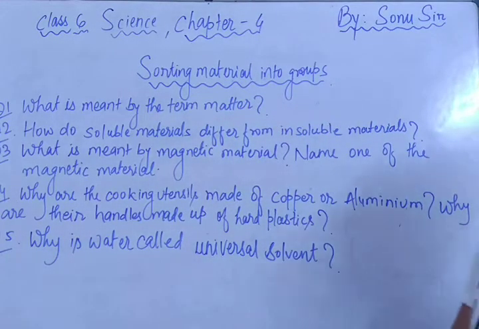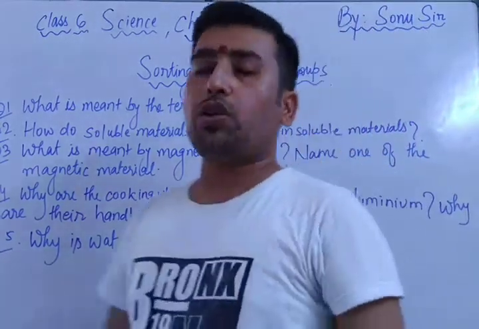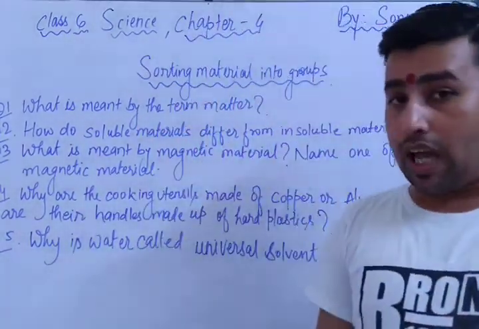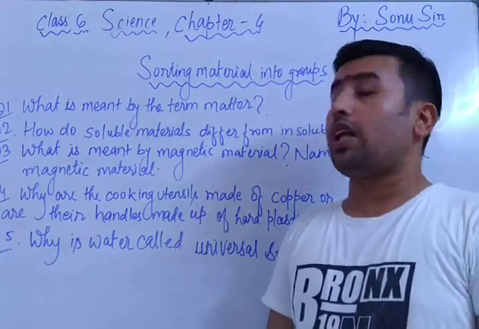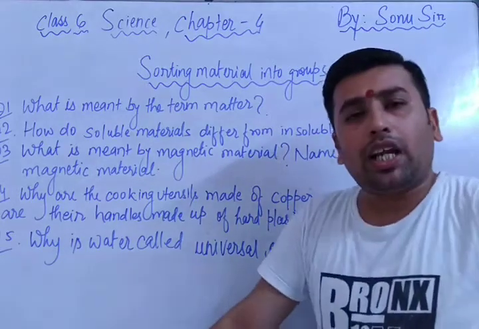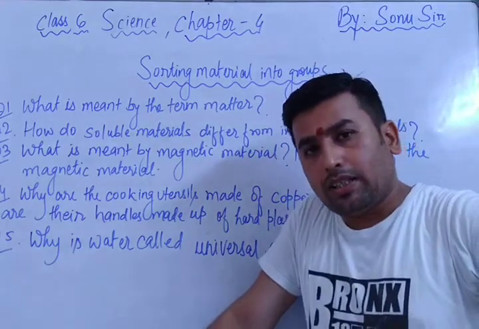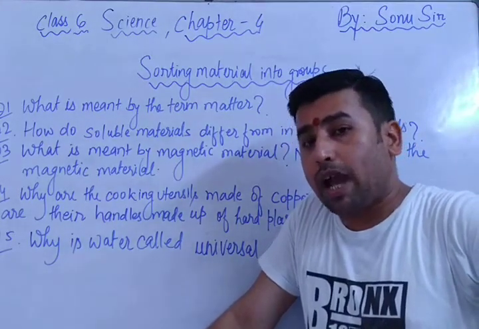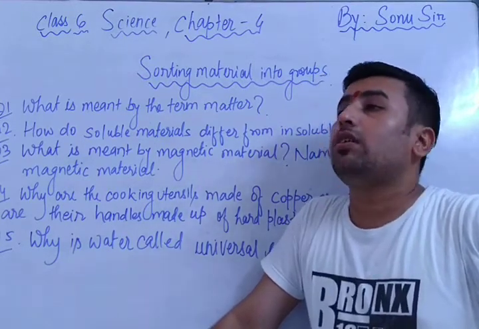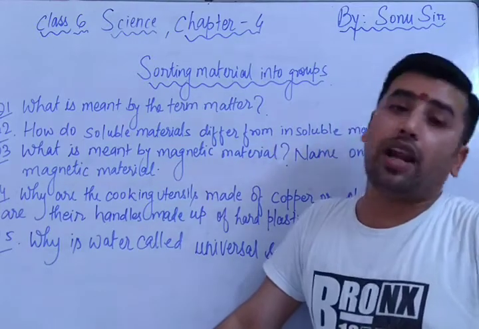Name one of the magnetic materials. Now the question is what? The question wants to ask you what is magnetic material. How will you answer this question about the magnetic material, and you have to just give one example also about the magnetic material. The material which attracts the magnet is called magnetic material. As for example, iron. Iron is a magnetic material because iron attracts with the magnet.